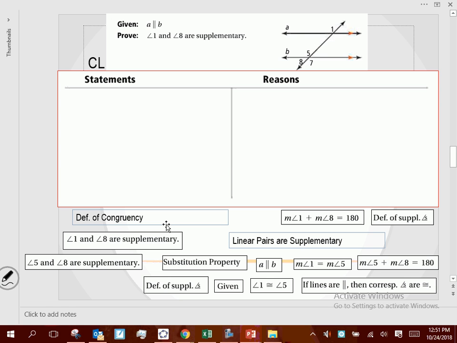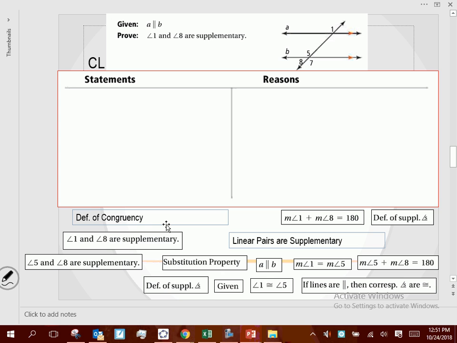Same side exterior angles are on the same side of the transversal and outside of A and B, right? What we're trying to prove here is that angle 1 and angle 8, those same side exterior angles, are supplementary. We're going to prove it. And that means that's a fact all the time. Does that make sense? If you start off with parallel lines, then same side exterior angles are supplementary.